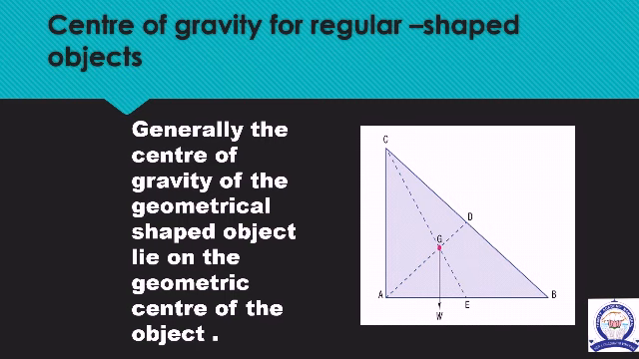How do we find the center of gravity of an object? The center of gravity for regular shaped objects: generally, the center of gravity of a geometrically shaped object lies at the geometric center of the object. Examples of center of gravity for regular shaped objects: a rod, a triangle, a disc, and a ring.